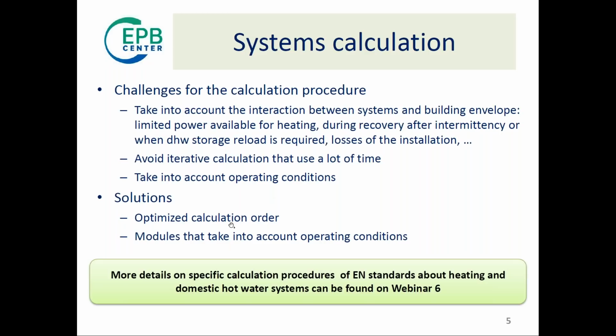And the solution to these challenges is an optimized calculation order. So you have to set up your calculations in the right order. We'll see this. And your modules shall take into account the operating condition in a proper way. And more details on specific items now, I will have to go a little bit fast because we have not so much time, and there are a lot of examples. But you can find more detail on specific calculation procedures on the EN standard in webinar 6 if you want to have more details.